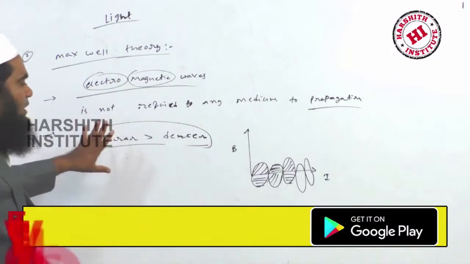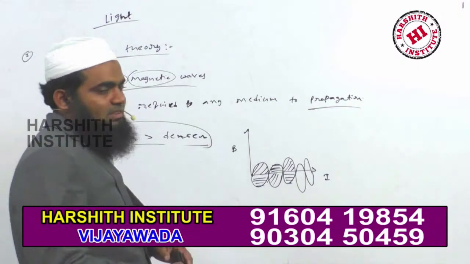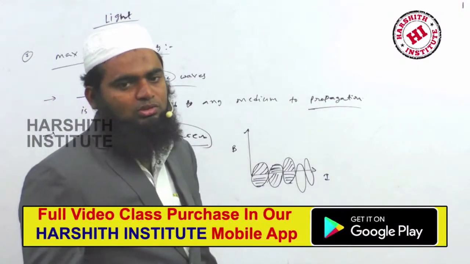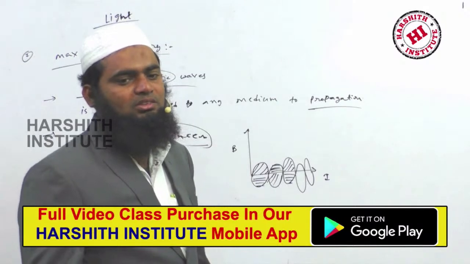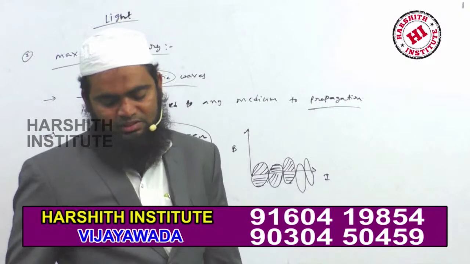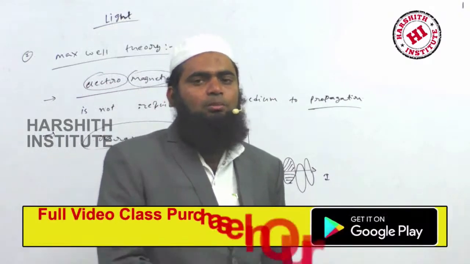So the velocity of light is maximum in a rarer medium and minimum in a denser medium. This statement was given by the scientist Maxwell. This is Maxwell's final theorem. It can explain the properties of light also.